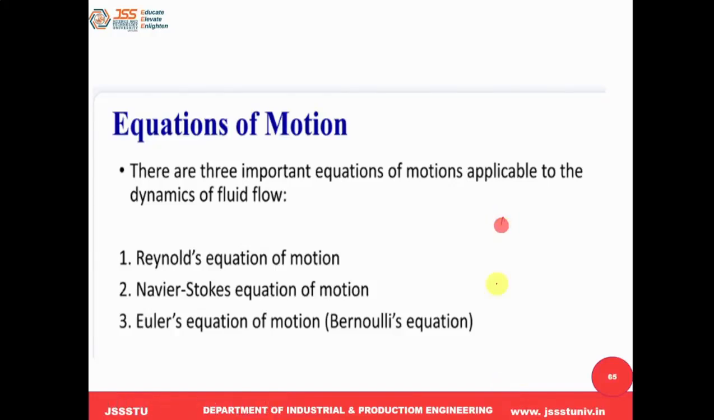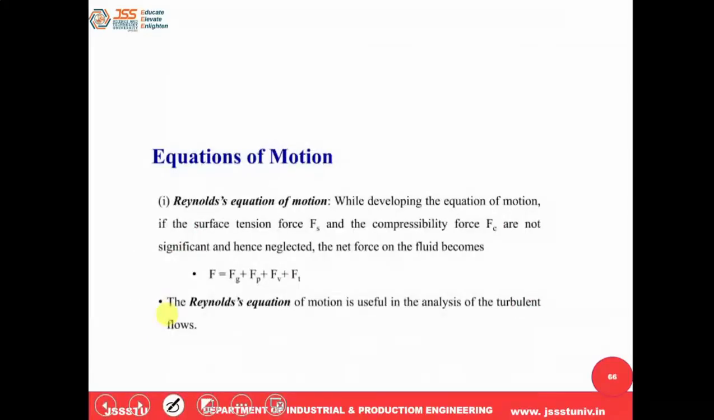We are going to use 3 very popular equations. One is called the Reynolds equation of motion, another is the Navier-Stokes equation, and then another one is called the Euler equation of motion, popularly leading to the Bernoulli equation. That you know. So what is the Reynolds equation of motion?